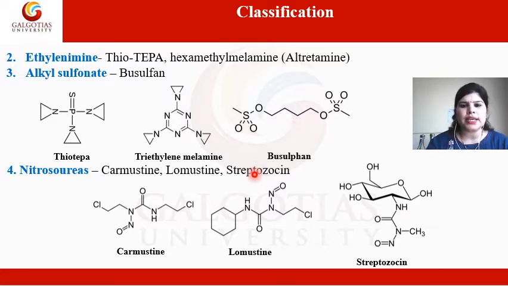The fourth category of the alkylating agent is nitrosourea. The drugs under this category are carmustine, lomustine, and streptozocin. They are the nitro derivative of urea. This is the structure of urea and this is the nitro derivative. So in all these structures, they contain urea and nitro in their structure.